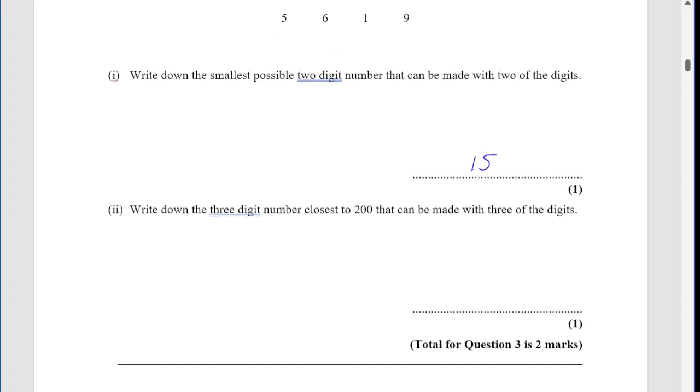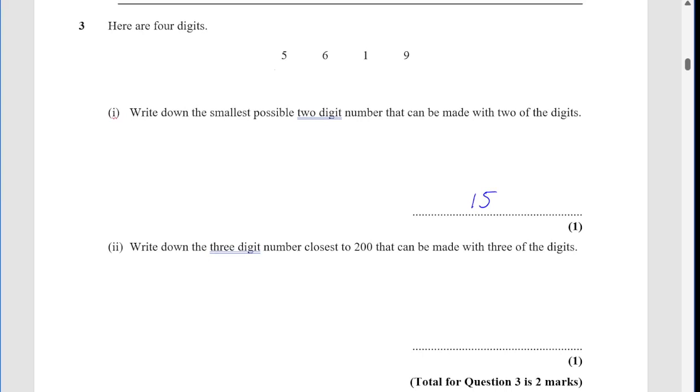Second part, write down a 3-digit number closest to 200 that can be made from the 3 digits. The number's either going to be smaller than 200 or bigger than 200. So the closest number below 200 that we can make is 196. And the largest one, well, we're going to be way over. The smallest one over 200 would be 516, so we're much closer with 196.